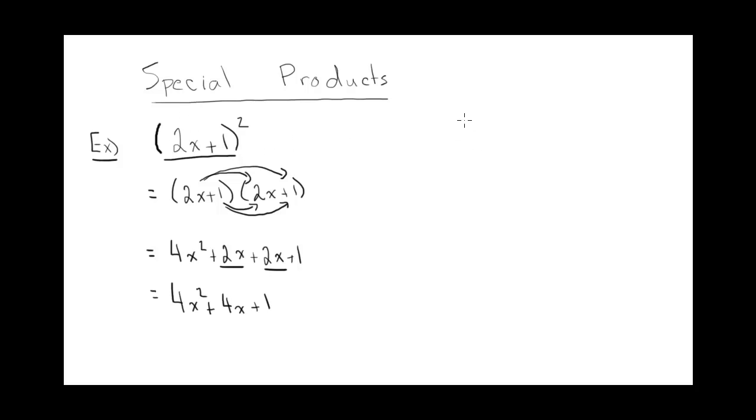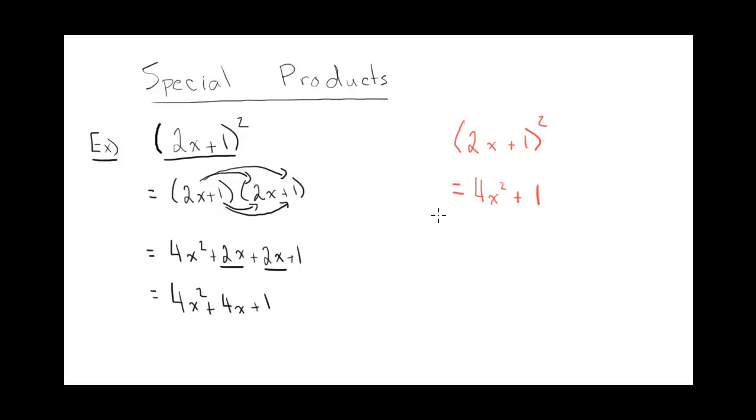I'm going to do it in a different color, and then I'm going to cross it out because I don't ever want you doing this. So this is a big mistake people make. And I mean, it's sort of understandable. What they do is they say, okay, (2x + 1) squared, I'm going to square both terms. So they say, okay, if I square the 2x, I get 4x squared. And if I square the 1, I get 1.